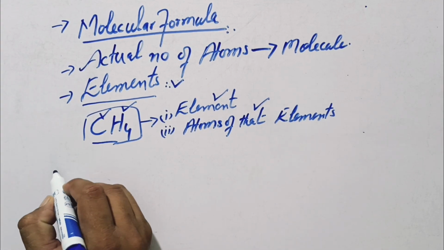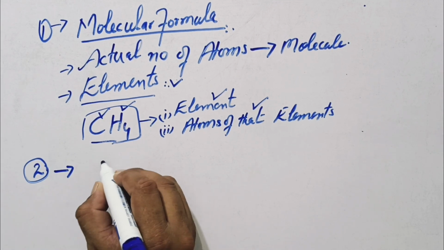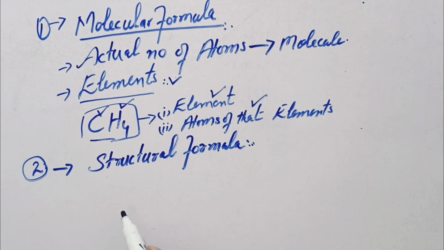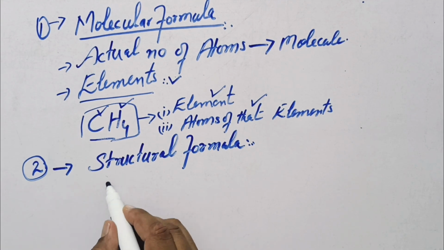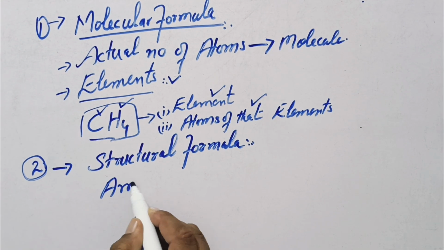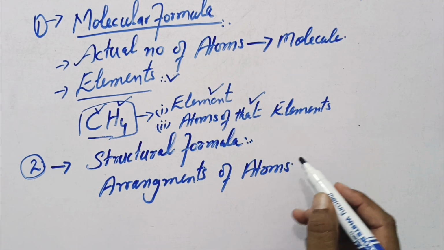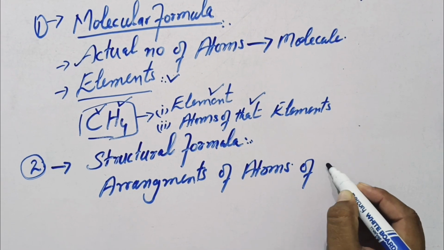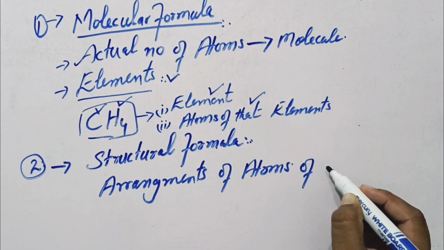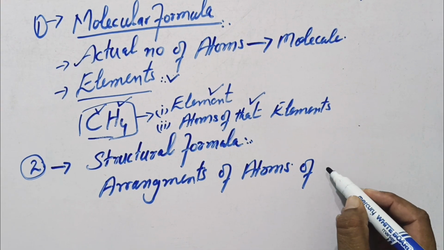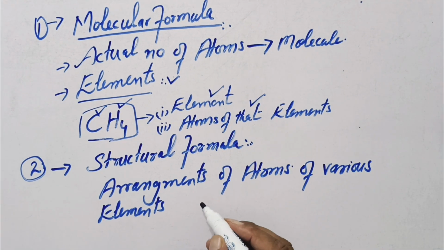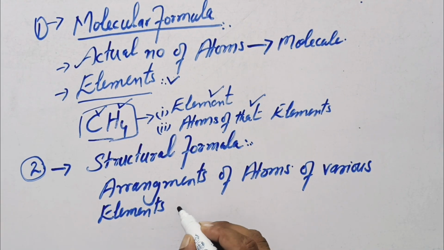Next is the structural formula. So what is a structural formula? The structural formula of a compound is the arrangement of atoms of various elements present in the molecule.